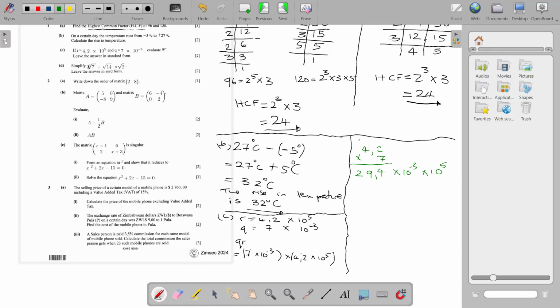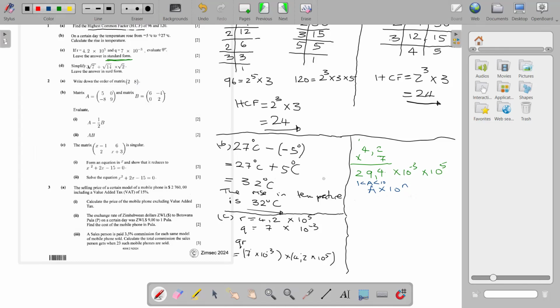But the question is saying leave your answer in standard form. In standard form, it will be a multiplied by 10 to the power n, where your a must be a number between 1 and 10. So in this case, we need to move our comma to the left.